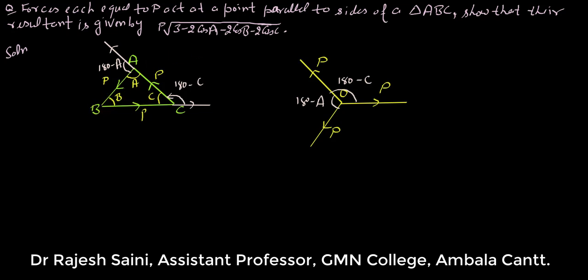Similarly, you will have to extrapolate here. Done, and this angle is B, so this angle will be 180 minus B. Fine. So this angle will be 180 minus B. Done. So we have all the angles, and this side is the horizontal side. We can name it as X. So now I am going to resolve the forces and find the resultant.